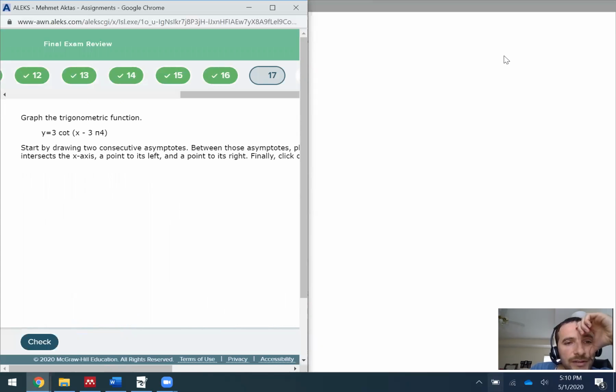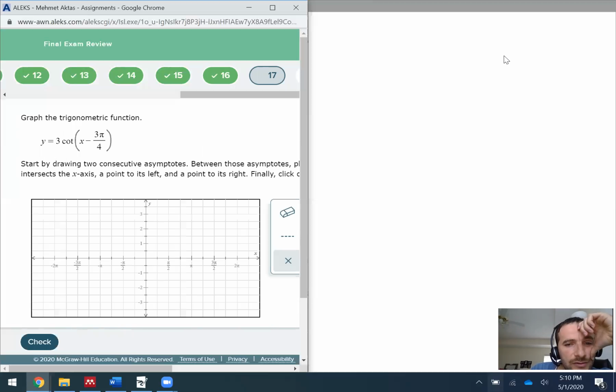Graph the trigonometric function. Start by drawing two consecutive asymptotes. Between these asymptotes, plot 3 points: a point where the graph intersects the x-axis, a point to the left, and a point to the right. Okay, cotangent x, right? X minus pi over 4.